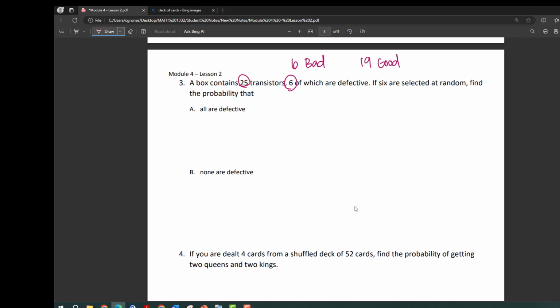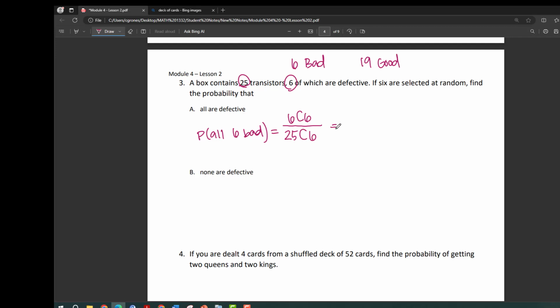So the first probability, we want to find that all of them are defective. We want all 6 bad transistors. So we want to select all 6 of these transistors that are defective. So we have 6 that we're choosing from. This is a combination because it doesn't matter if it is selected first or last, it still gets chosen. So we have 6, and we want to choose all 6 of those that are bad. That is the number of outcomes for our event. Our total number of outcomes, we have 25 total transistors, and we're choosing 6 of them.